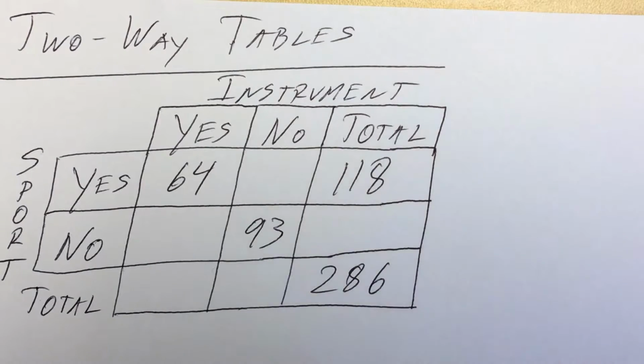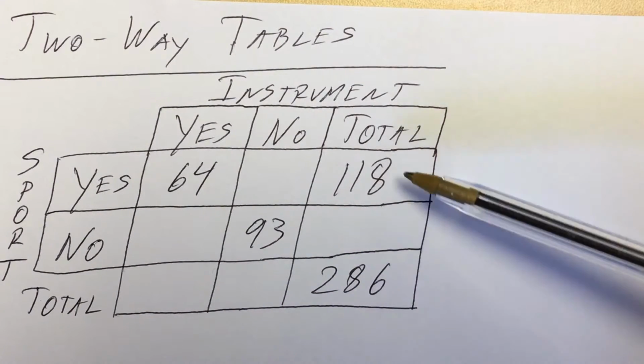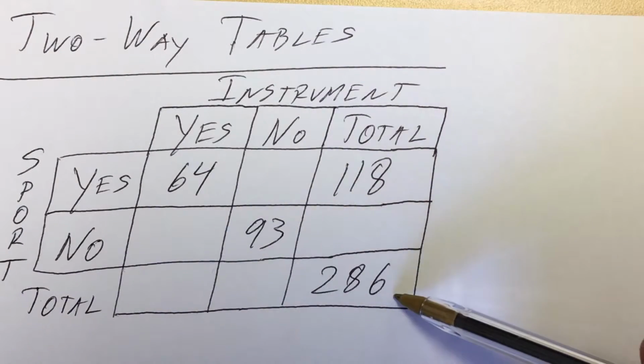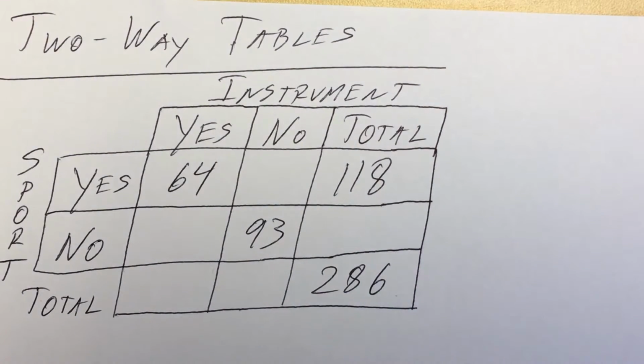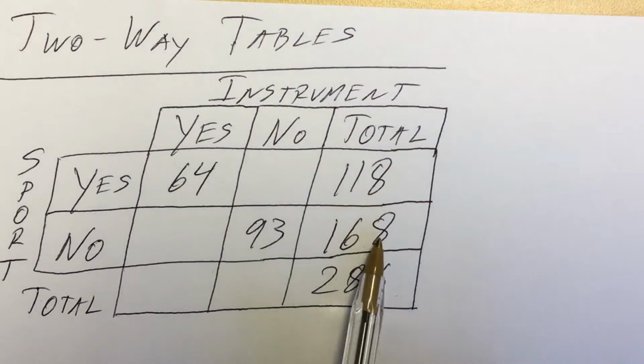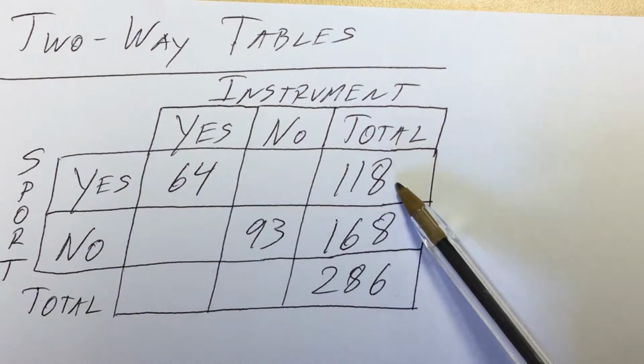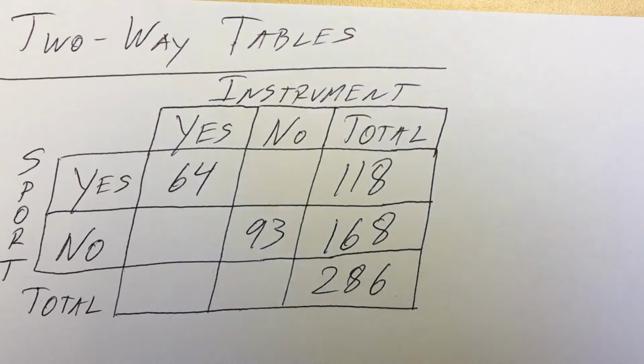The first number we can fill in is the total number of no's. If we know the total number of people, that's 286, and there are 118 people that said yes, we can find out how many people said no by subtracting the total minus the yeses. 286 subtract off 118 would leave us with 168. 168 people said no, they do not play a sport. Add that to 118 that said yes, that'll give us the total number of people, that is 286.